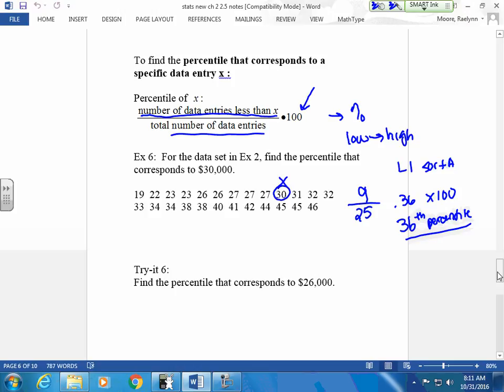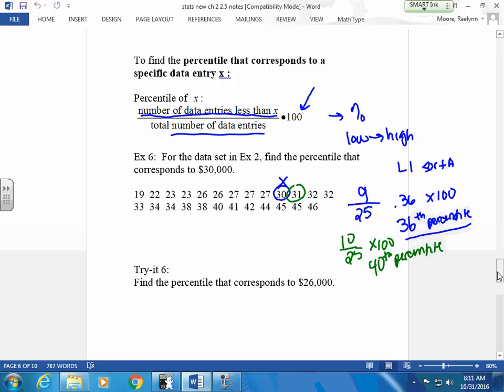So if you want a percentile that corresponds to, say 31, how would I do 31? Ten over 25. Good. It's just one more than that one. Times 100. So this will be 40th percentile. Comes at the 40th percentile.